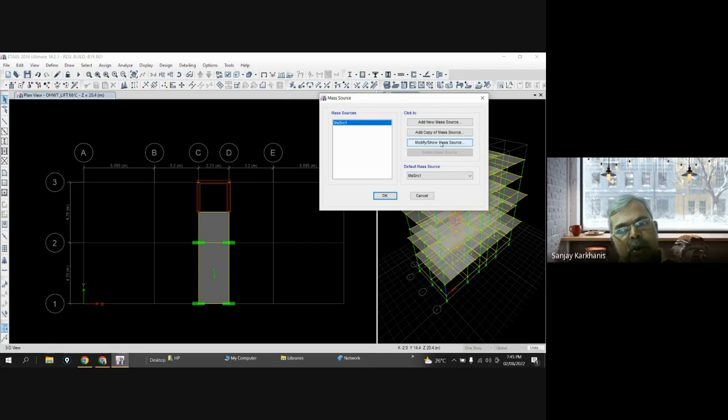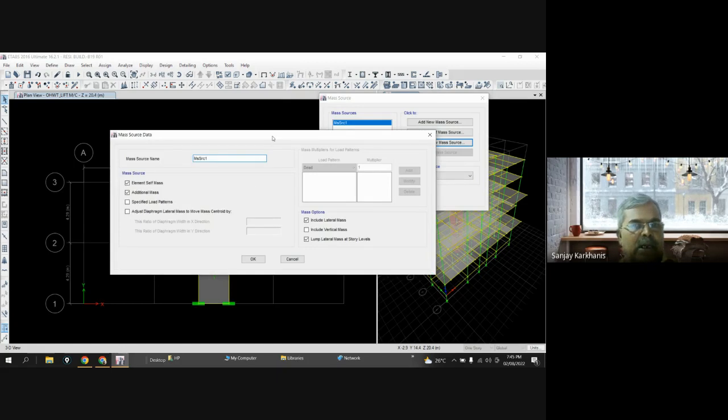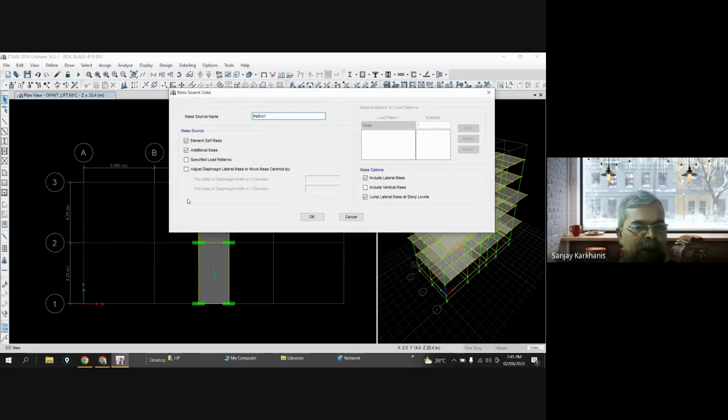You can click on this, modify show mass source, click on it, and there are various facilities available. Out of that, you may change the name or you may keep it as it is. MS means mass and SRC means mass source. So mass source 1, that is the name given. But if you don't like this, you can change it over here.